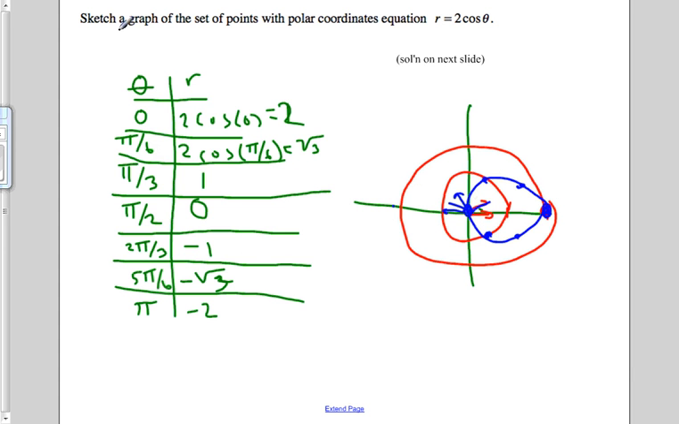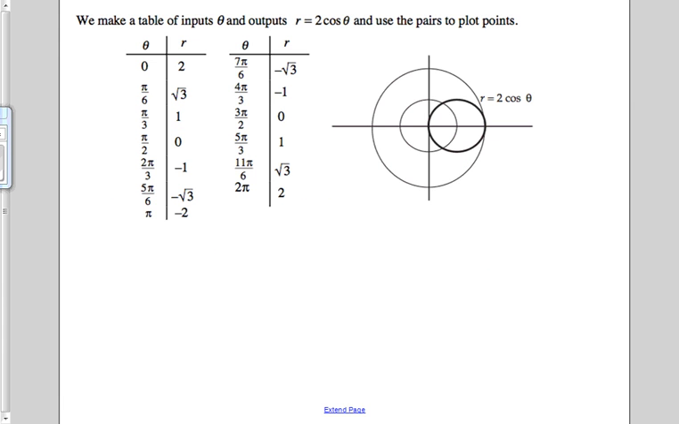And if we look at the next slide, and we fill out all of these points and follow the same thing, we do in fact generate an equation for a circle. So this describes a circle with center at the point 1 comma 0. Let's look at another problem.